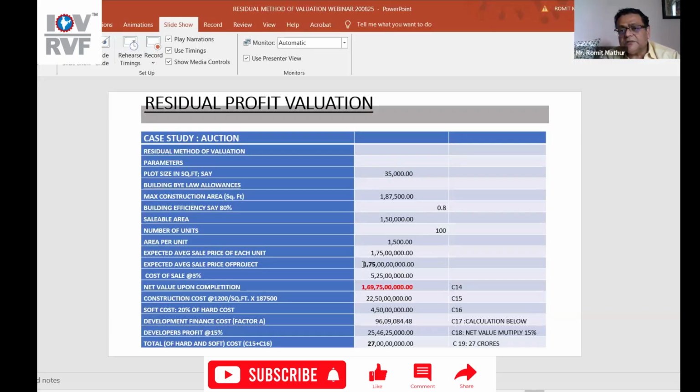Now there would be a cost on sale, marketing, brochure, staff, all that. That is taken as 3%, and these are industry standards. So this works out to be 5 crore 25 lakh. So the net sale value, the value to the builder, is not 175 crores, but 169 crores. Now for reference, I'm calling it C14, because in the mathematical calculations later these references will come.